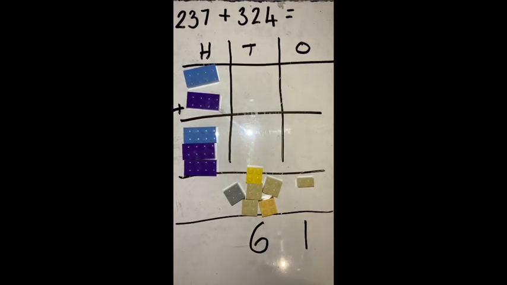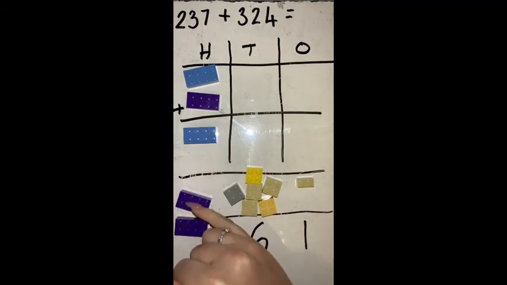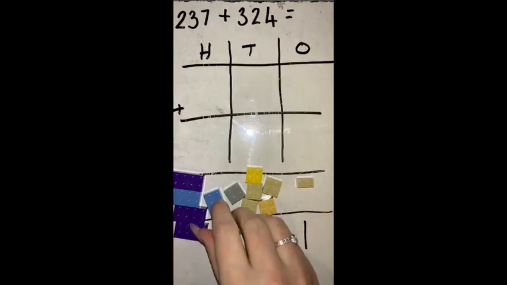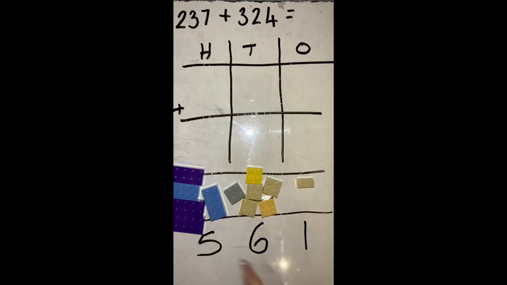And finally I'm going to jump to my hundreds column and add those together. I've got 1, 2, 3, 4, 5 hundreds. Okay, so as you can see, I've got 1, 2, 3, 4, 5 hundreds, 1, 2, 3, 4, 5, 6 tens, and 1 little one. I've got 561, and that is my answer.